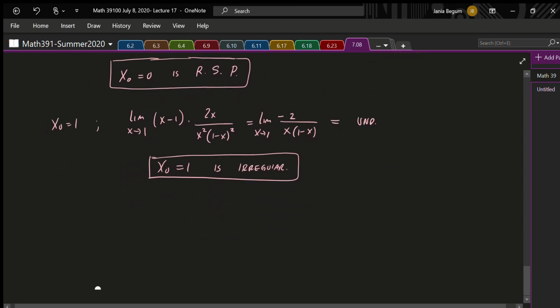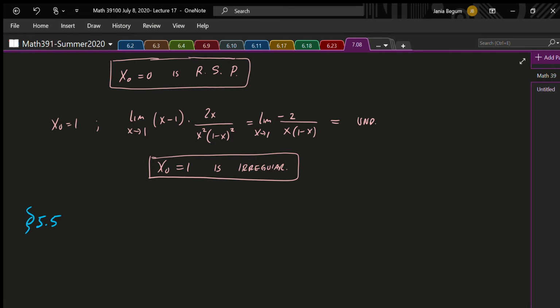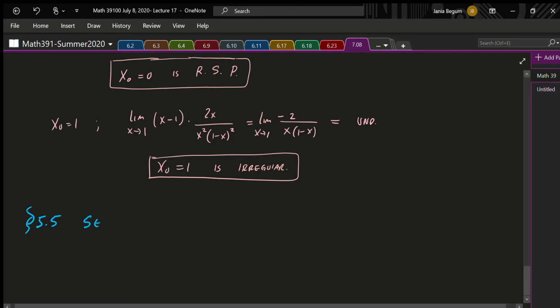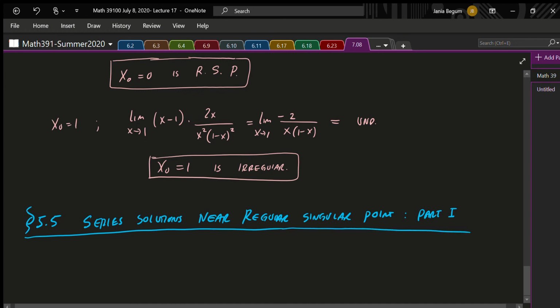Okay, so 5.5. In 5.5, we're going to study series solutions near a regular singular point. In the textbook, this is called part 1. There's also part 2, which is 5.6, but we don't cover that in this course. So for us, this will be the end of it, okay?